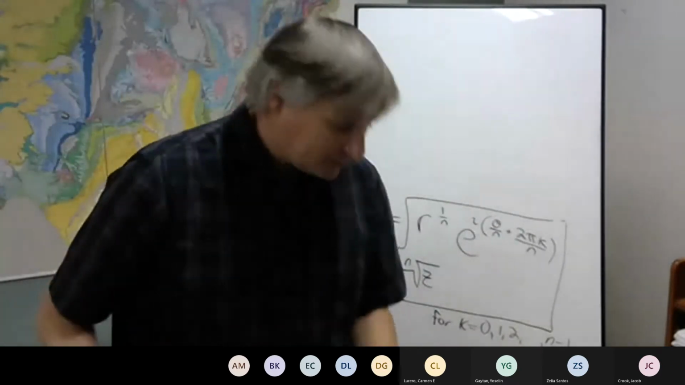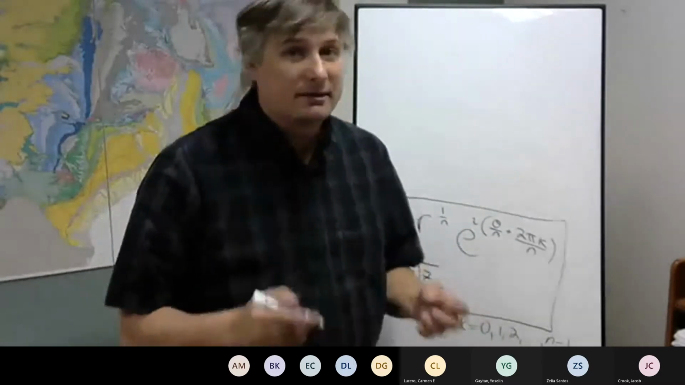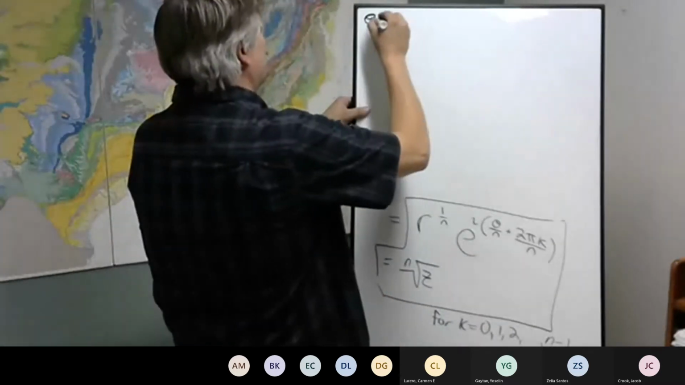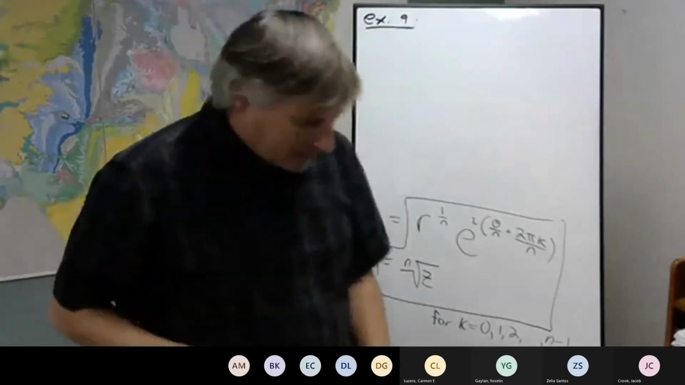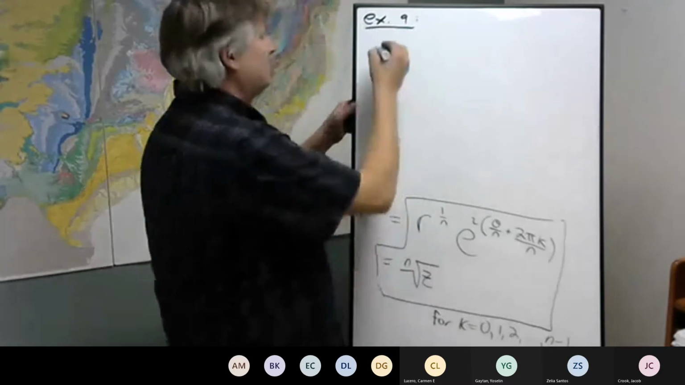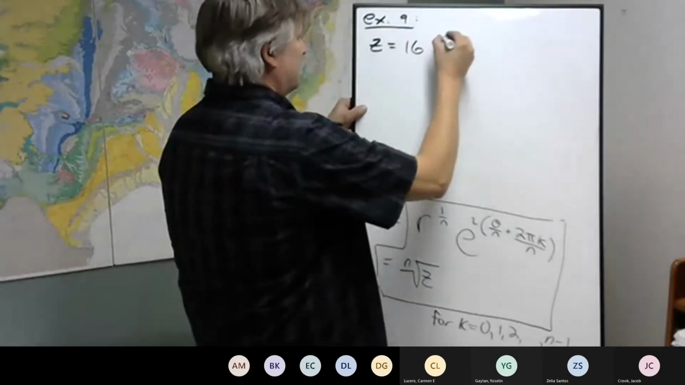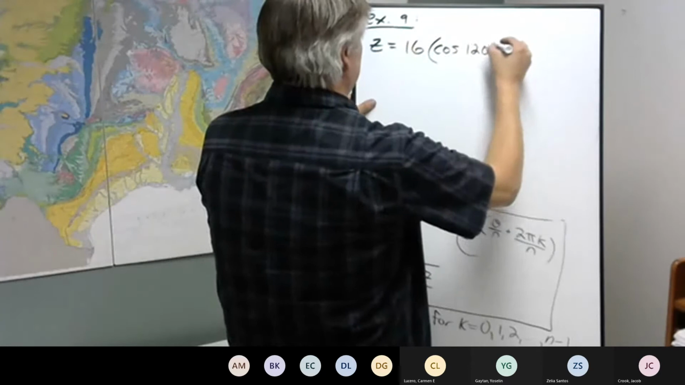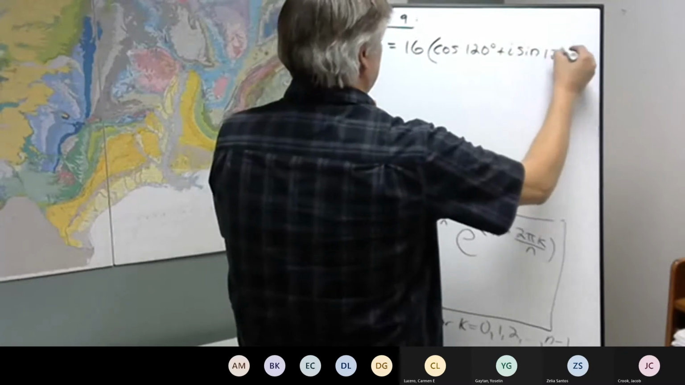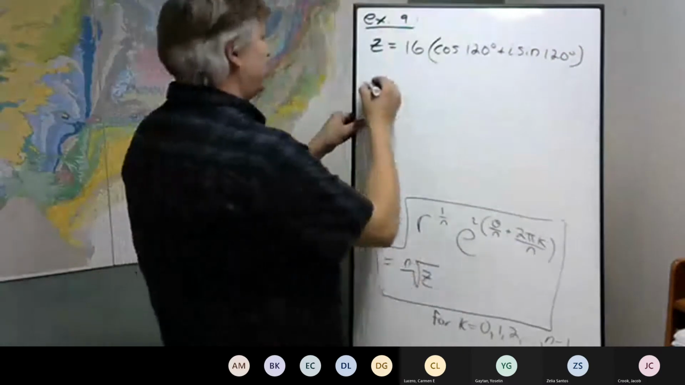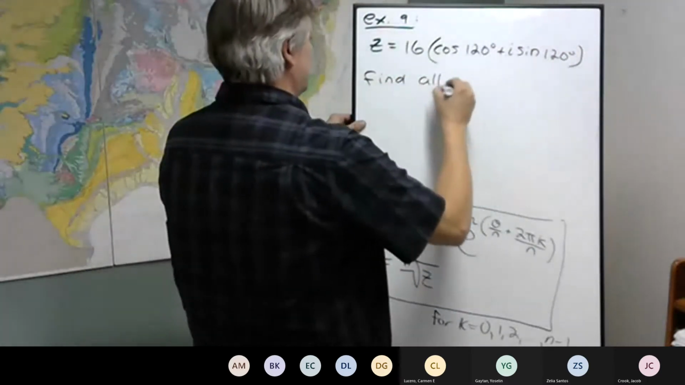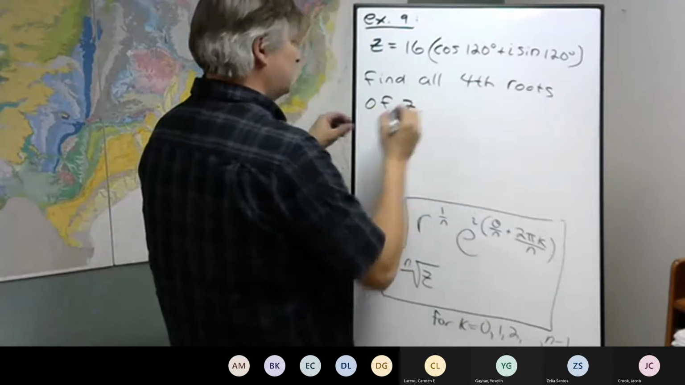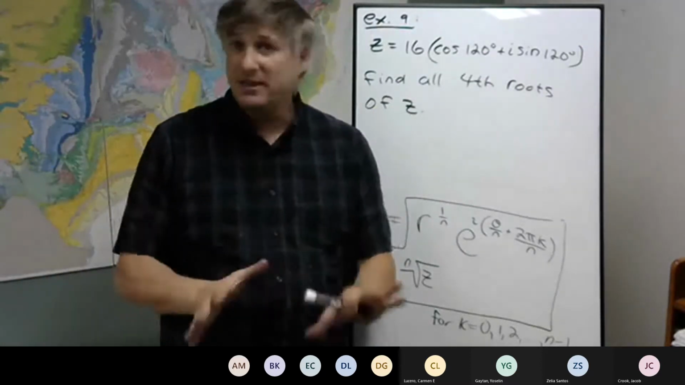So let's do an example. I'm just going to follow the example in the text, because we're going to run out of time. So the example I'm going to follow is example 9. So let's say we have this, and let's say we want to find the fourth roots of z. And this will be the last example, but that'll be it for today.